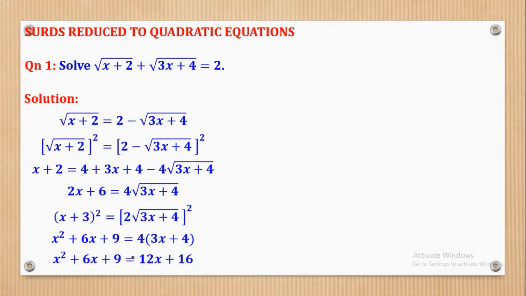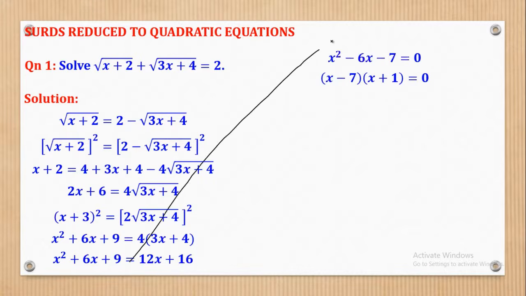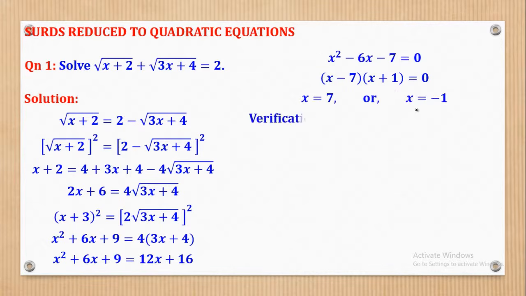So now I have to open brackets and also factorize this quadratic equation. So this quadratic equation is this, and when I factorize it, it becomes that. Therefore, x is equal to 7 or x is equal to negative 1. But this is not the end. You have to verify to find out which of these two is correct.